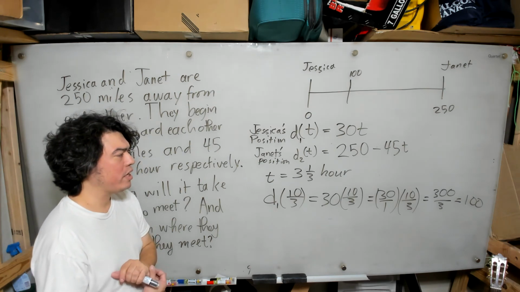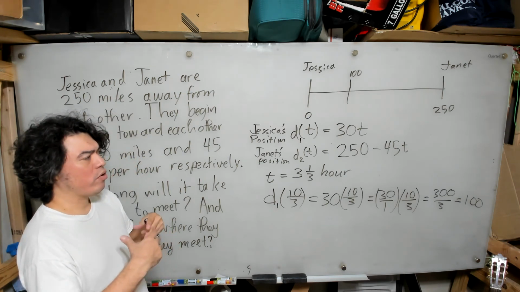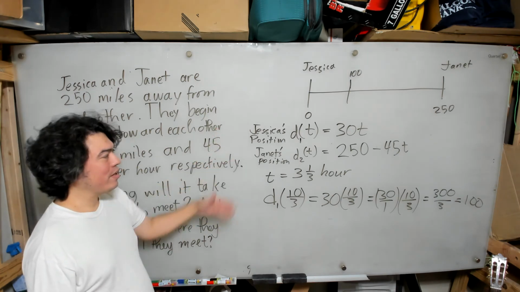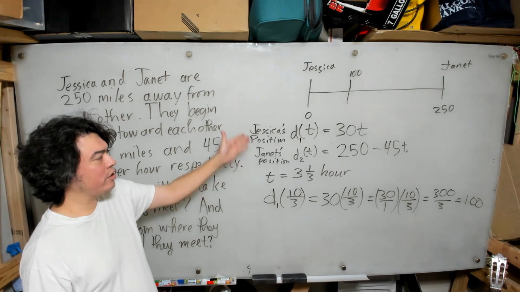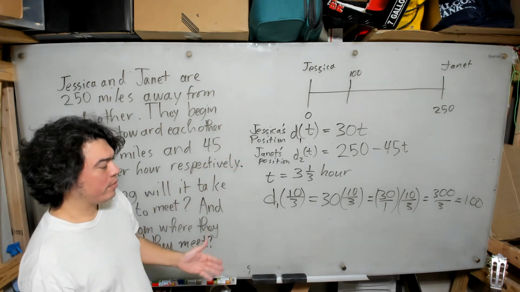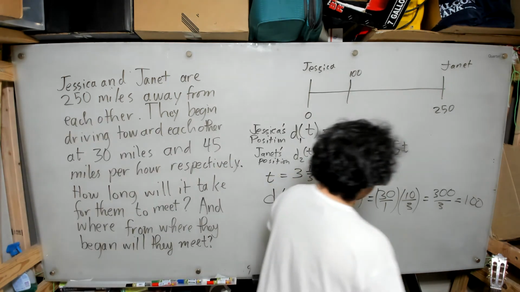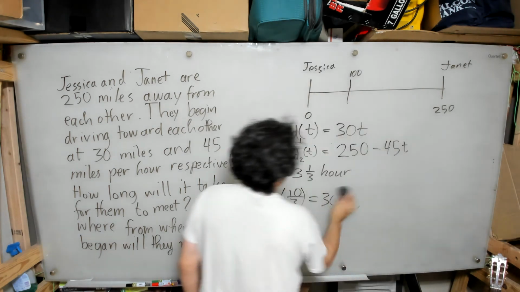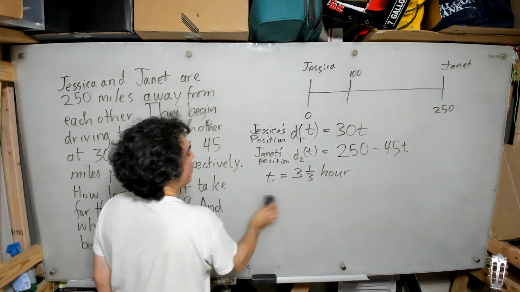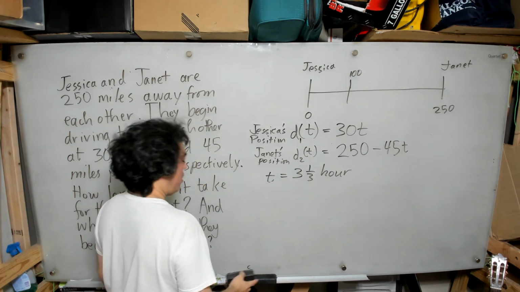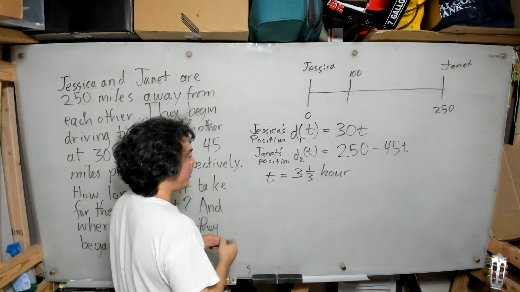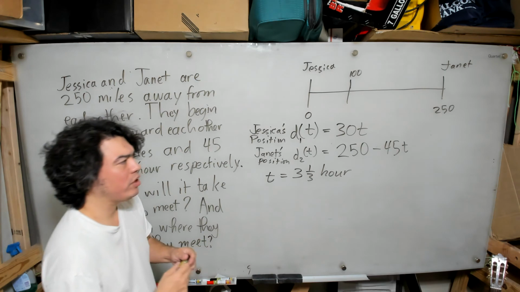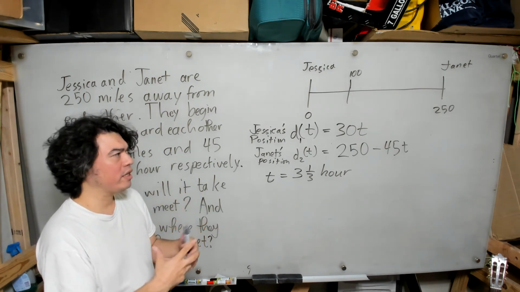But now I want to do something else. I want to show you something. If we look at these two functions, these are both lines, right? So we can actually graph these. Strictly speaking here, we've already solved the problem. We've already answered everything that the problem was asking. But I want to go a little bit further just to show you geometrically another way we can look at this problem.